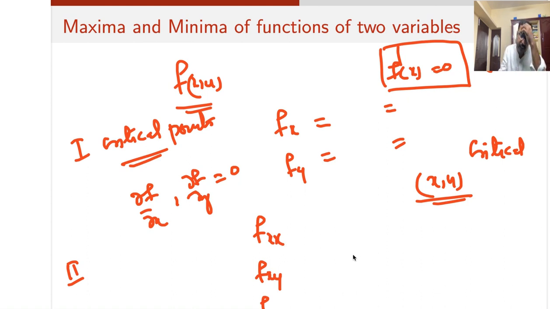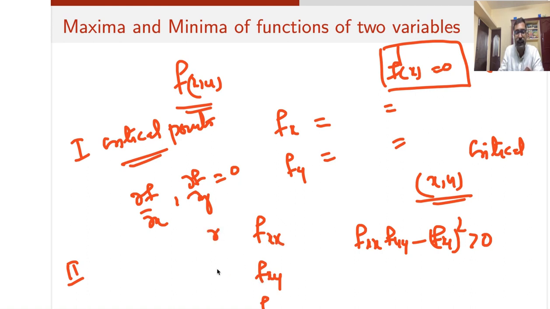Okay, and the condition here is that, suppose, I am not going to prove the theorem. It is not necessary for you. Only the method is needed for you. So the condition is very simple. If fxx into fyy minus fxy square is greater than 0, only then the maxima or minima will exist. In other words, suppose I'm calling fxx as r, fxy as s, and fyy as t. This is standard notation, r s t. If rt minus s square is greater than 0, only then the maxima or minima will exist.